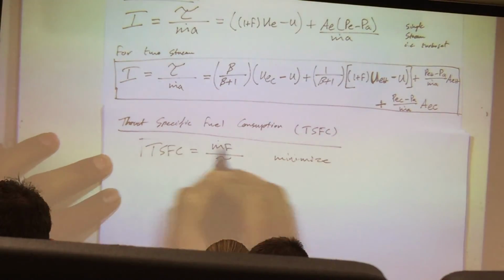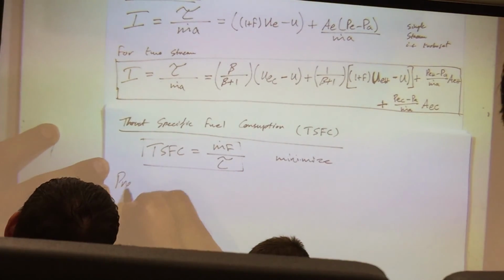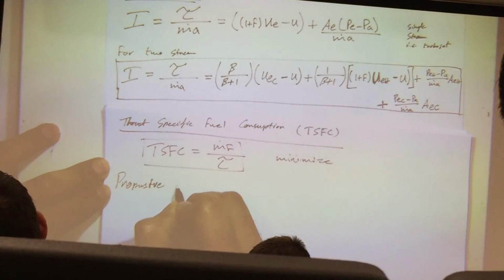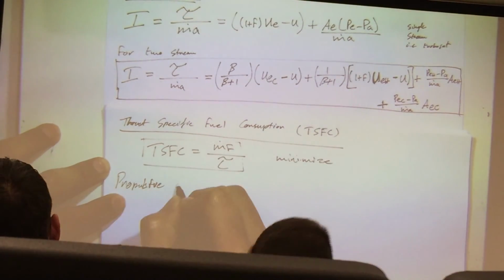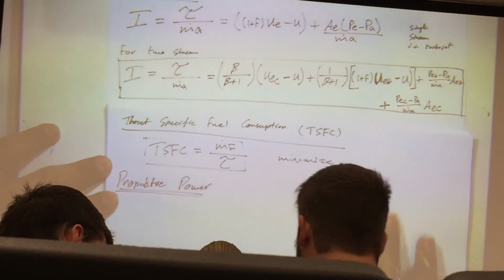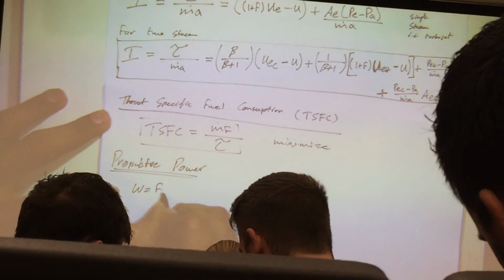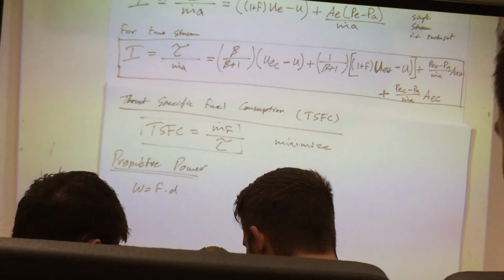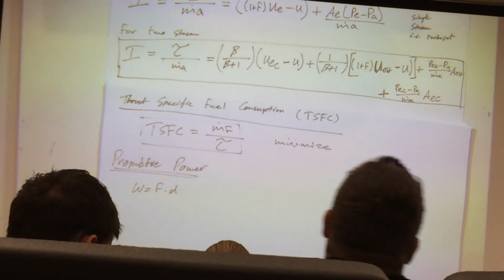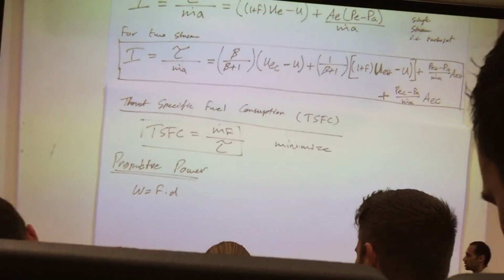So a very key equation that we're going to use throughout. Now, propulsive power. Propulsive power, really, power is work, which is equal to force times distance. Now, how does that translate in terms of my propulsion system here? And I'm just listing it so you don't have to memorize these.